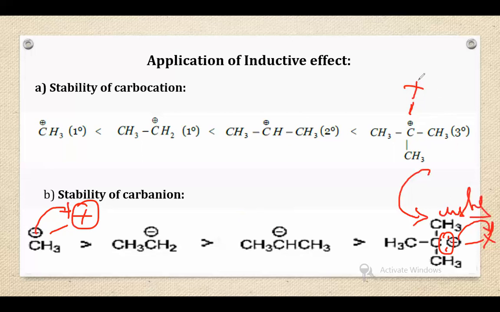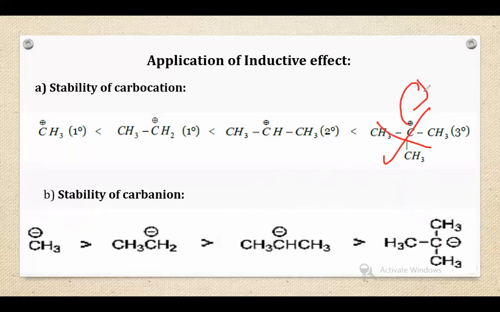But in the case of a negative charge, if there are more electron donating groups, it will not be stable. With an electron withdrawing group, the electron density is already less. If further electrons are removed from this, again the stability decreases. So you need to understand properly the inductive effect, minus I effect and plus I effect, with respect to the stability of carbocation and carbanion. You have to remember the order of the carbanion and carbocation.